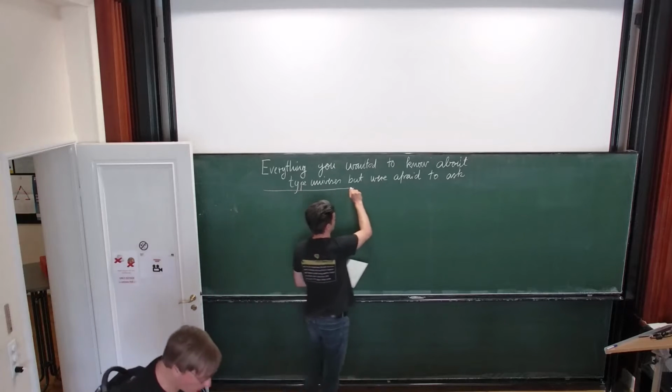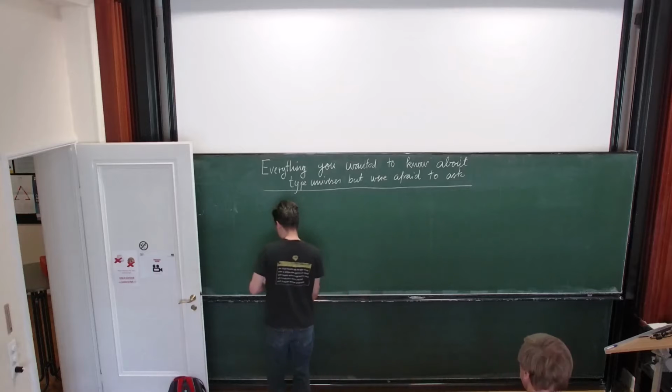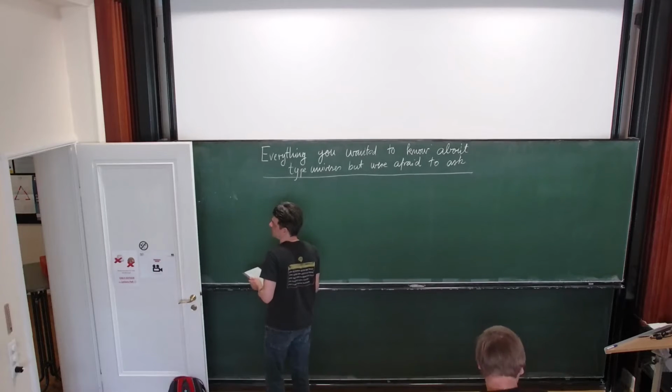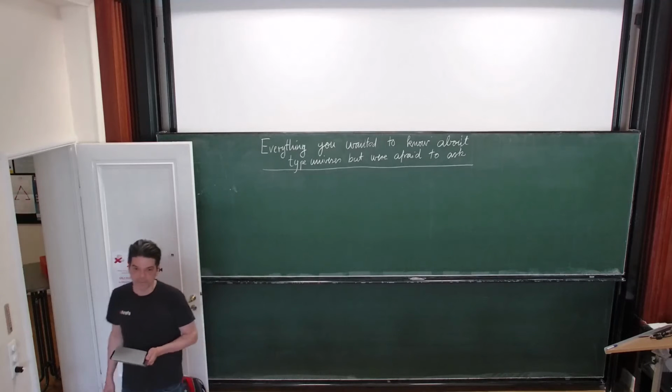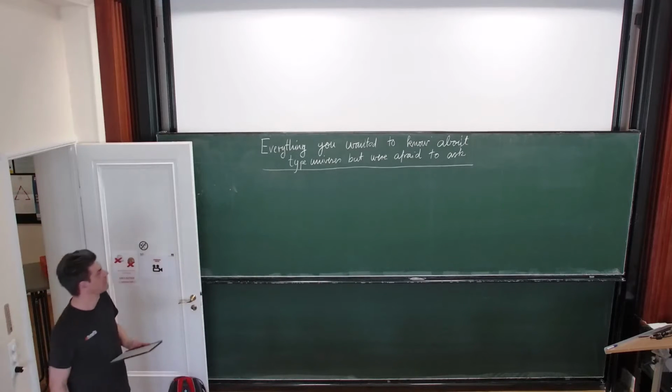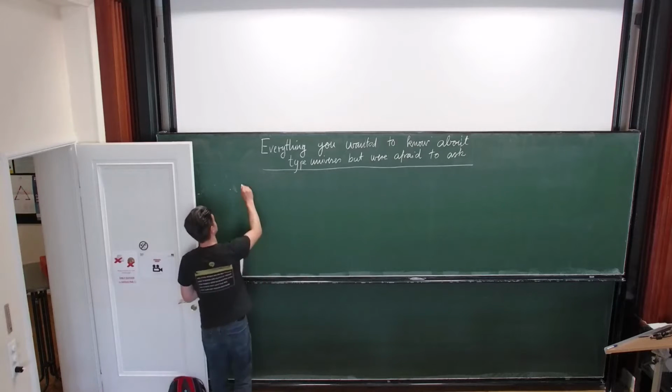Keep in mind, it's not the only motivation for having type universes. There could be others. So let's begin with an observation that in type theory, which is essentially a formal system, there are judgments.